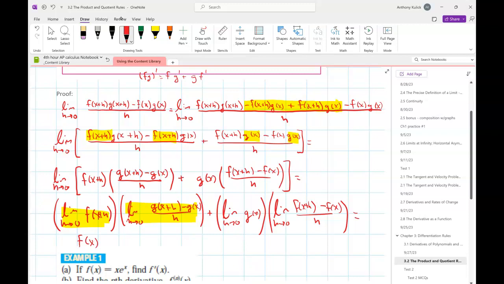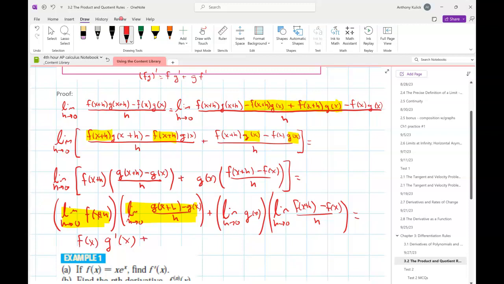Every single one of you knows what this limit is. That's just the basic equation of a derivative, yeah. So what is that? g prime. Yeah, because it's g, that's just g prime of x.